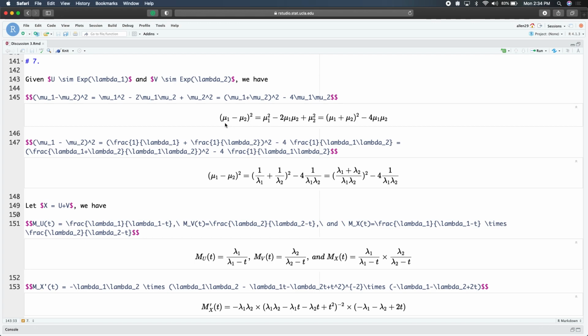Our quantity of interest is mu1 minus mu2. First I just take the square, resulting in this form: mu1 plus mu2 square minus 4 times mu1 mu2.